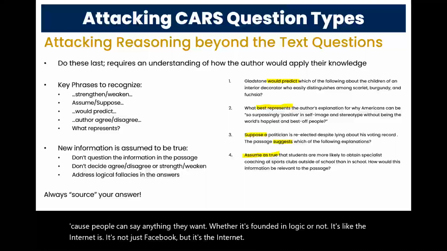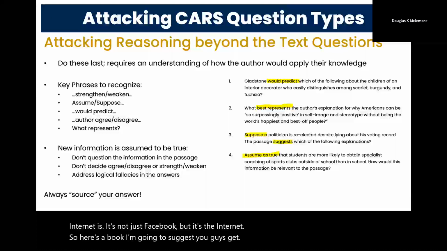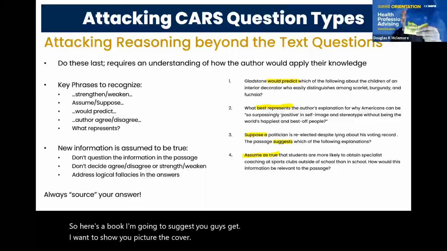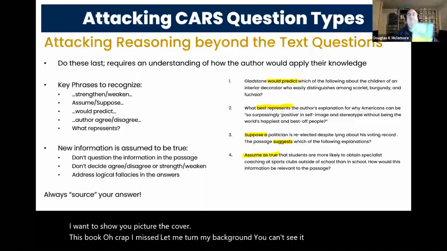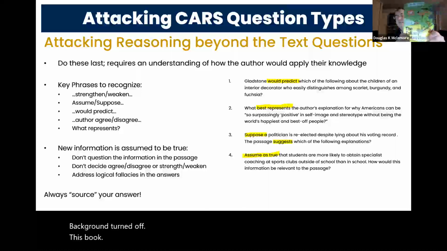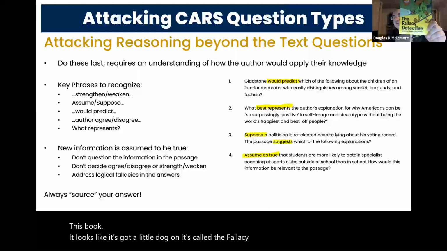So here's a book I'm going to suggest you guys get. I'm going to show you a picture of the cover. This book. Oh crap! Let me turn off my background. You can't see it with the background. Video. Choose the original background. Turn it off. This book. It looks like it's got a little dog on it. It's called The Fallacy Detective. It looks silly. It's for ages 12 and up.